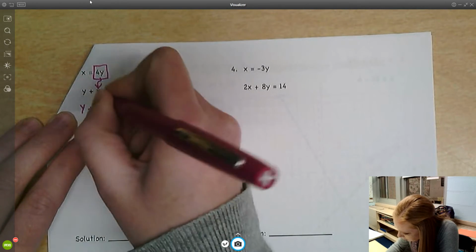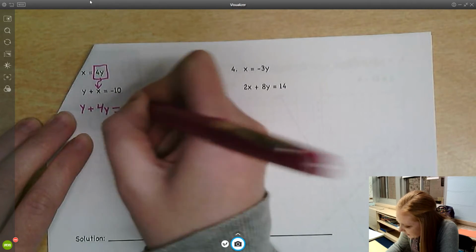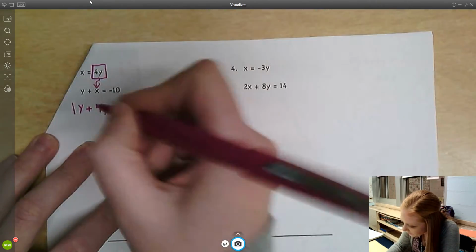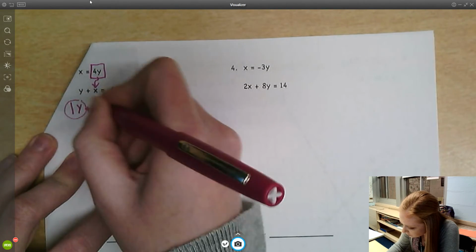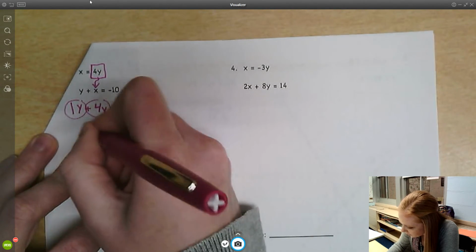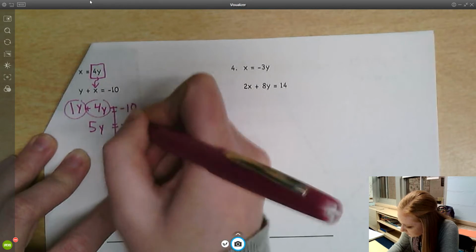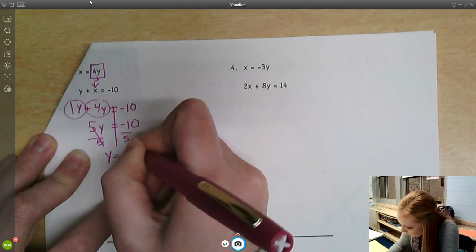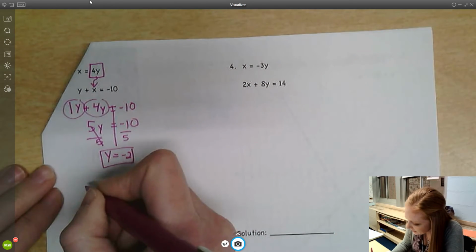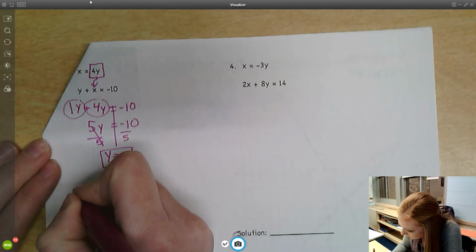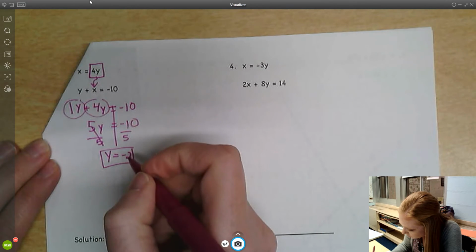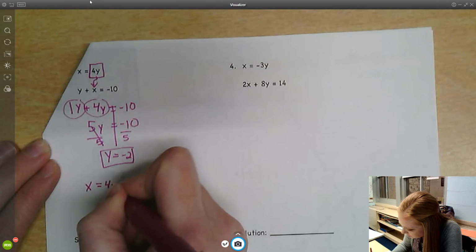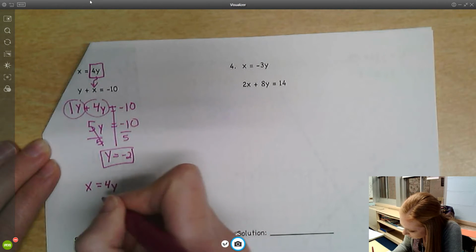So I have y plus 4y equals negative 10 instead of y plus x. This is just the same thing as 1y. We can combine these like terms. 1y plus 4y is 5y. Divide both sides by 5 to get y by itself, and we figured out that y was negative 2. Now we can figure out what x is. Go back to the originals and plug in negative 2 for y. So I'm just going to start with the first equation. That one looks easier to me. I know that my y is negative 2.